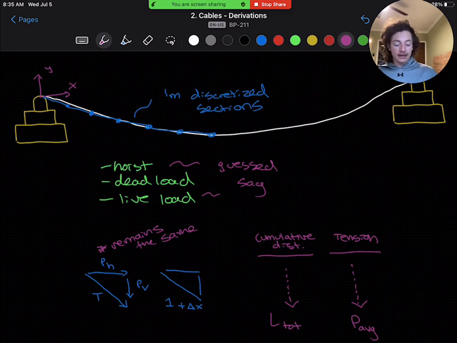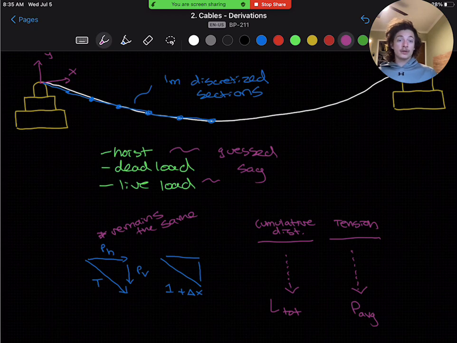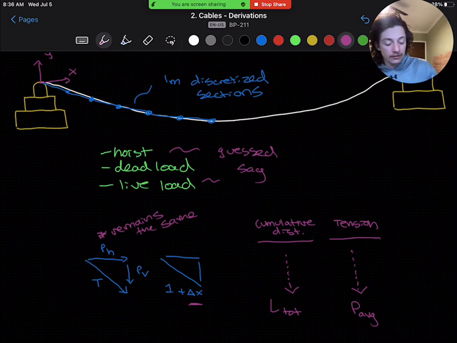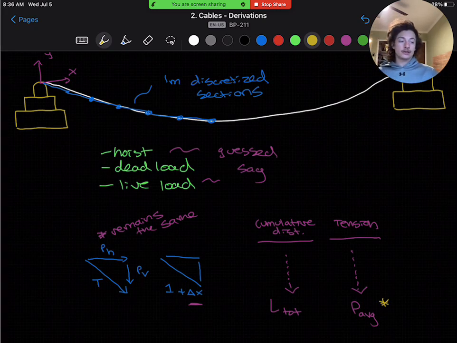we can then calculate two things. One, the cumulative distance. So we can sum all of the small delta x values here for each segment, and we can find the geometric elongation, so the amount that the cable as a whole in discretized 1 meter sections is going to extend and stretch. And then we can also calculate a P average value by taking an average tension in each segment. And that will be important for later when we plug this into our equation for force elongation.